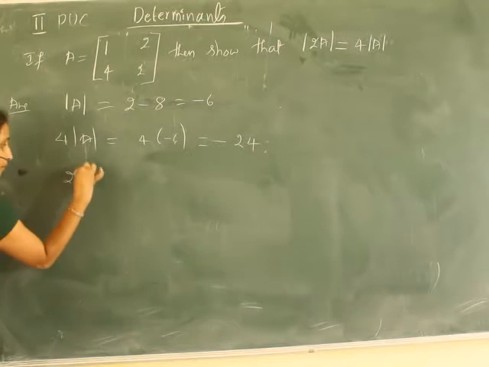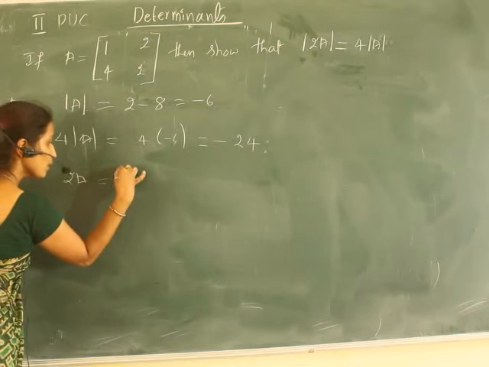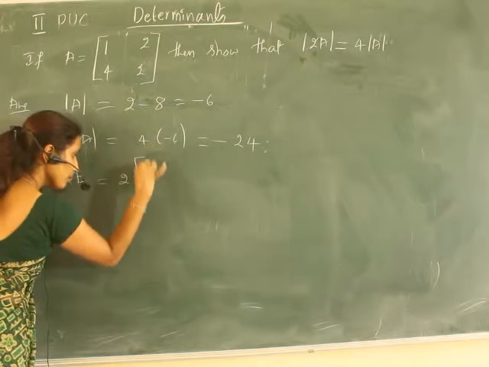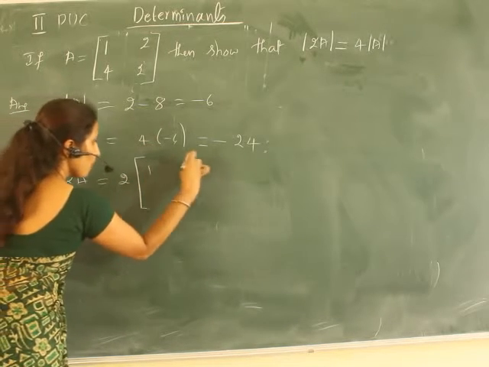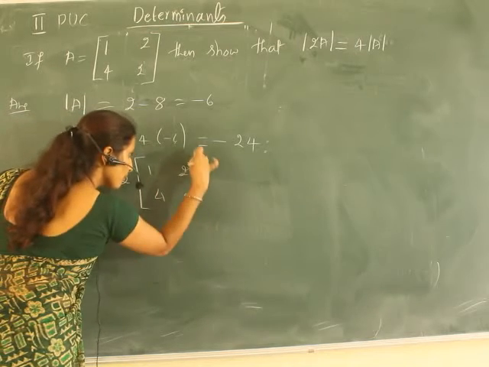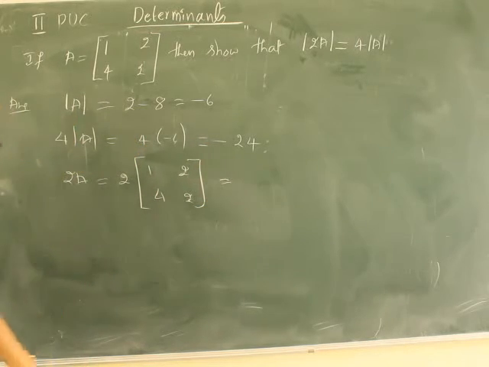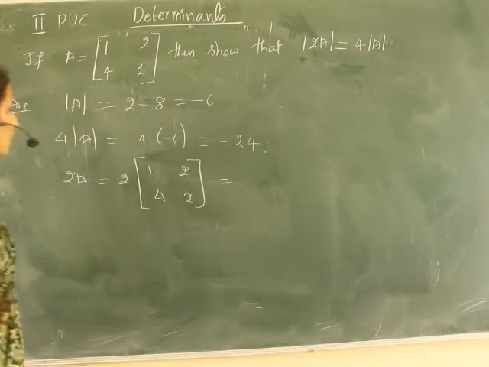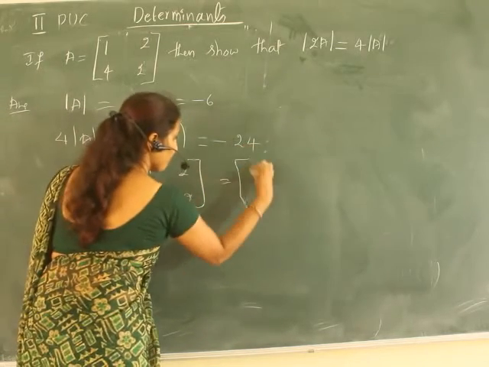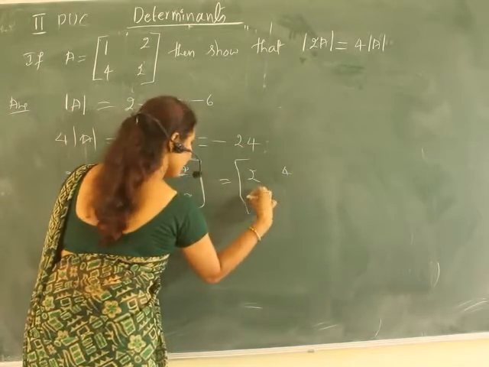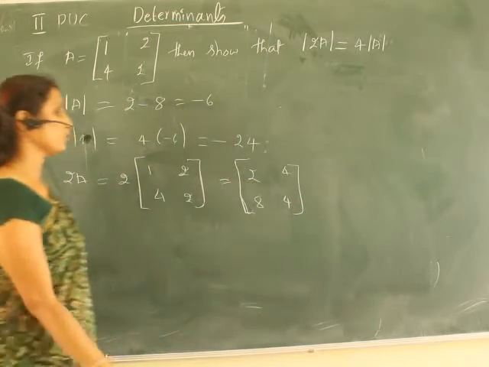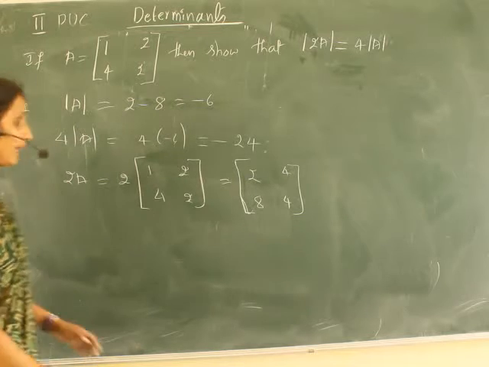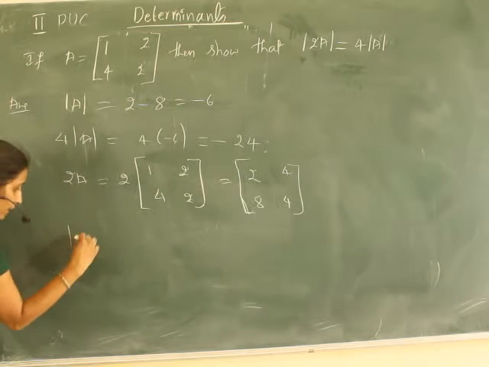Next we have to calculate 2A. 2 into A is equal to 2 into the given matrix. Given matrix is 1, 2, 4, 2. So this will be equal to 2 into A is 2, 4, 8 and 4. So it is 2 into A. Next it is determinant of 2A.